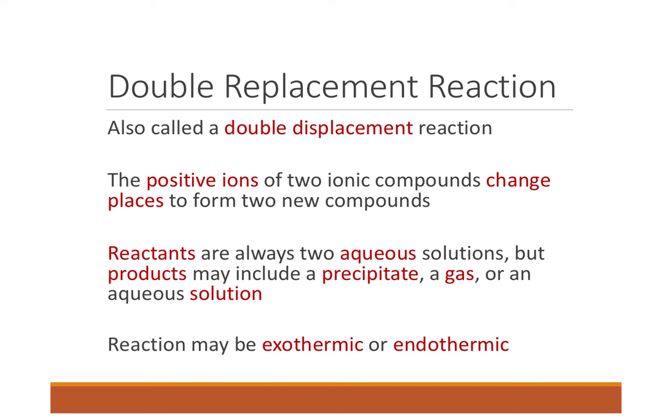Double replacement reactions, or double displacement reactions, see the positive ions of 2 ionic compounds changing places to form 2 new compounds. Your reactants are always going to be 2 aqueous solutions, but the products might include a precipitate, a gas, or an aqueous solution. So you're starting off with 2 aqueous solutions, but you can end up with something else. The reactions for double replacement reactions might be exothermic or endothermic. It really depends on what's being produced.